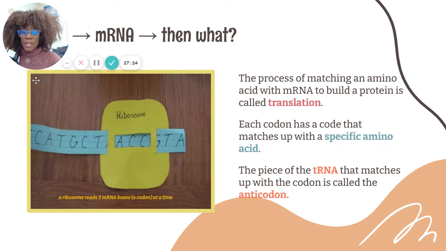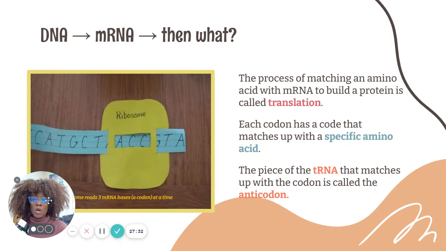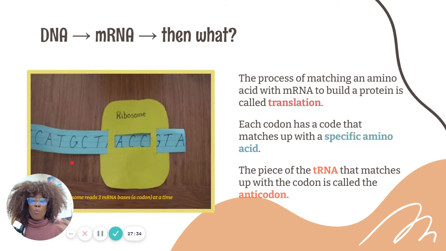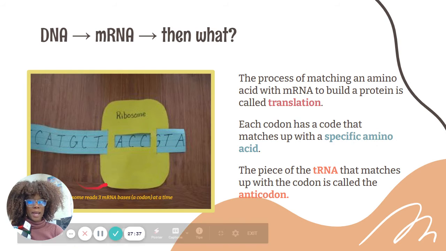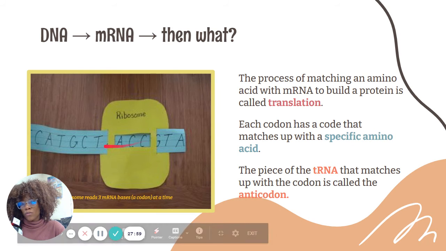So a ribosome is going to read 3 bases at a time. Those 3 bases are again called a what? They're called a codon. 3 mRNA bases at a time are called a codon. They code for 1 amino acid. So again, the process of matching an amino acid with an mRNA to build a protein is going to be called translation. Each codon has a code that matches up with a specific amino acid. So again, ACC is going to code for a specific amino acid, while GTA would code for another amino acid. So every 3 bases codes for 1 amino acid.